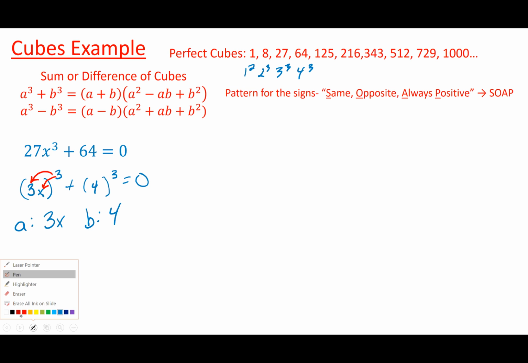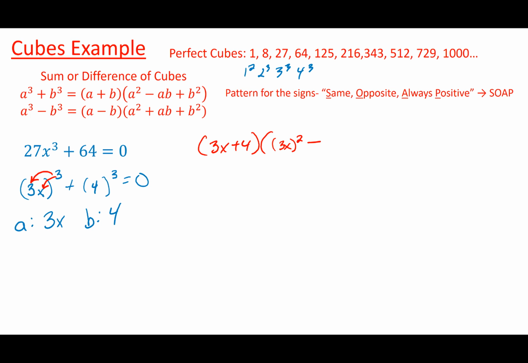And so let's start working this one out. My sum of cubes formula I have written up here becomes A plus B, so 3x plus 4, times A squared. Now be careful here. Your A is 3x, so it's helpful to use parentheses. So it's (3x) squared. Don't write it as just 3 and then the squared on the x. It's quantity 3x that's being squared. Minus A times B, which would be 4 times 3x, which is 12x, plus B squared, which is 16.